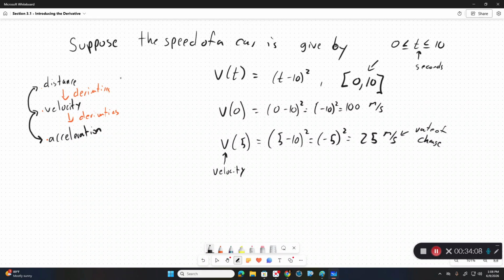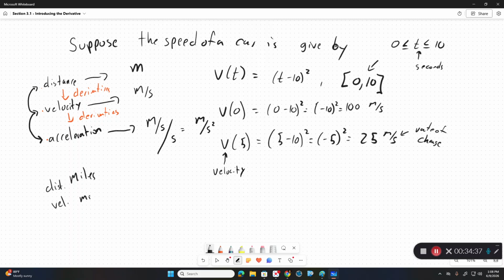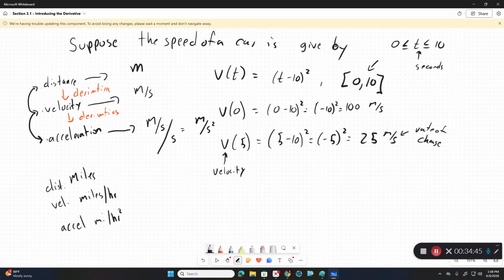Velocity is well, and let's talk about some units. Distance, let's say it's measured in meters. Well then, velocity is meters per second. Acceleration is meters per second per second, which usually we write as meters per second squared. Now, if we change meters to miles and we change time to hours, we're still technically right. You could also talk about distance in miles. That's distance. Velocity would then be in miles per hour. And then we can talk about your acceleration as miles per hour squared. And we can choose any of these units that we want.